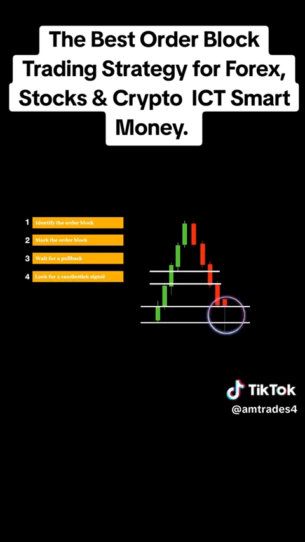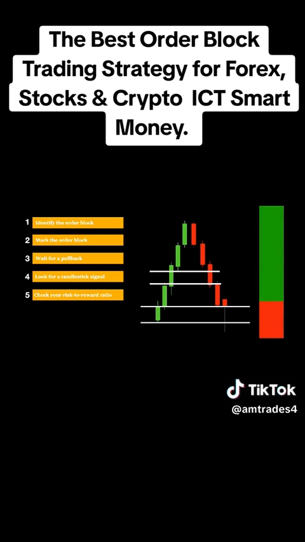Look for a candlestick signal. Inside the order block, wait for a clear reversal pattern like an engulfing candle or a strong rejection wick. Check your risk to reward ratio. Only take the trade if it offers at least a 2-to-1 reward to risk setup.